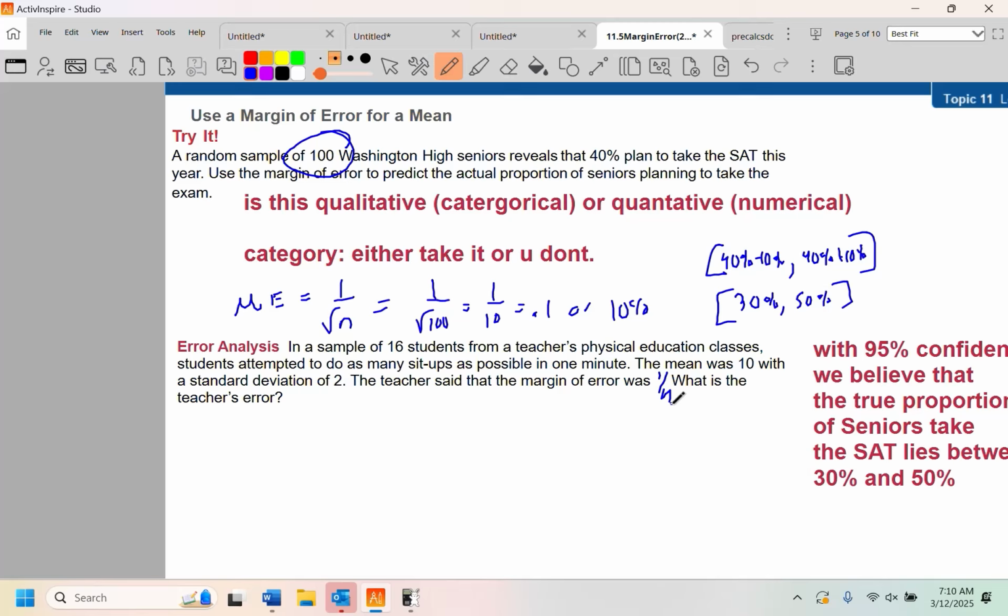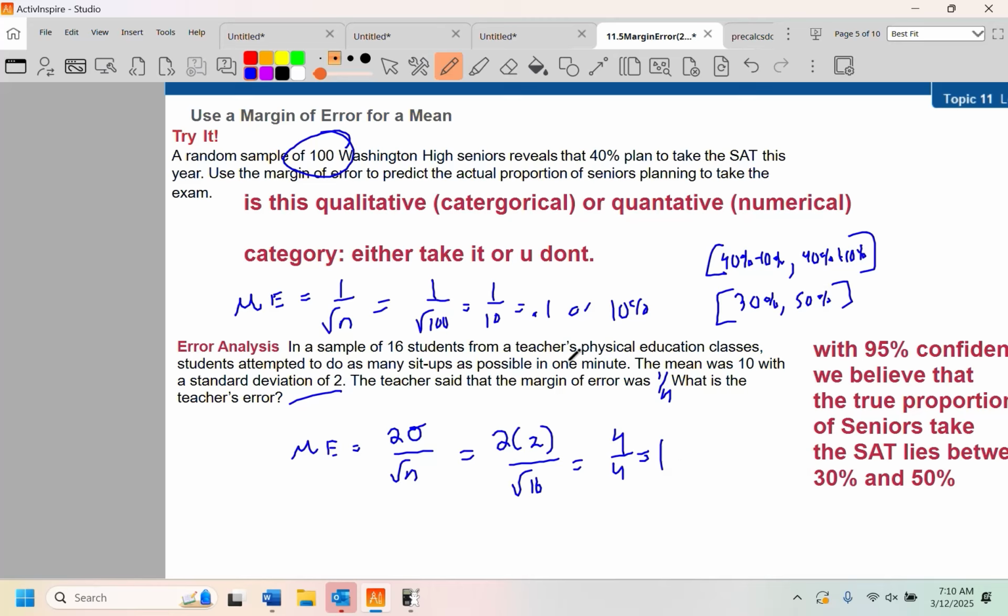Well, the teacher didn't do the formula right. The margin of error is supposed to be 2 standard deviations over the square root of n. So we're going to get 2 times 2, because that's the standard deviation, over the square root of 16. We're going to have 4 over 4, which is 1. The margin of error is 1.